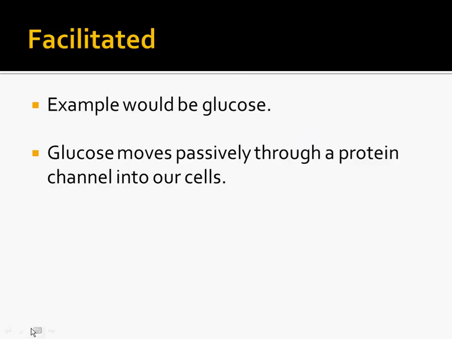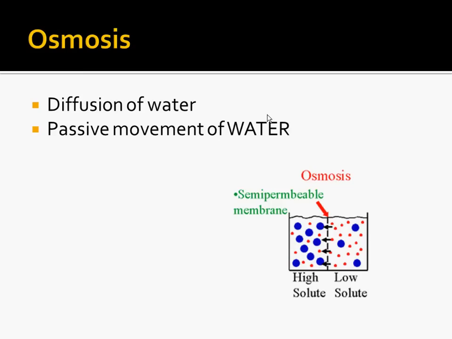An example of facilitated transport that happens in our cells is how glucose moves into our cells. We would say glucose moves passively through a protein channel into our cells. This is facilitated transport. The last example of passive transport, and the one that we will spend the most amount of time on in class, is the diffusion of water, and this is the movement of water down the water gradient.